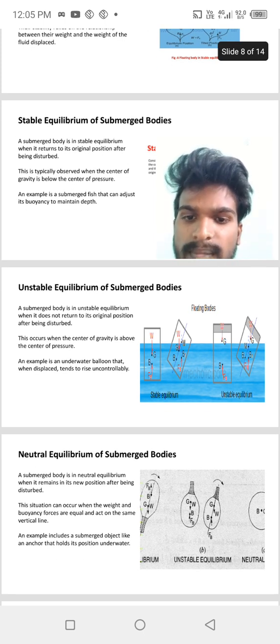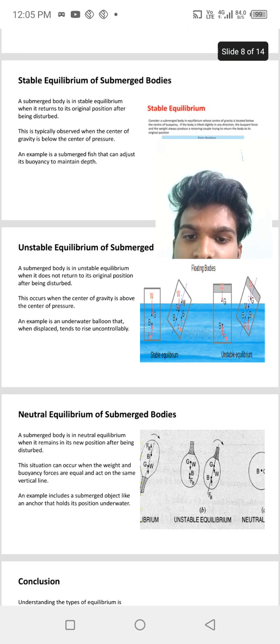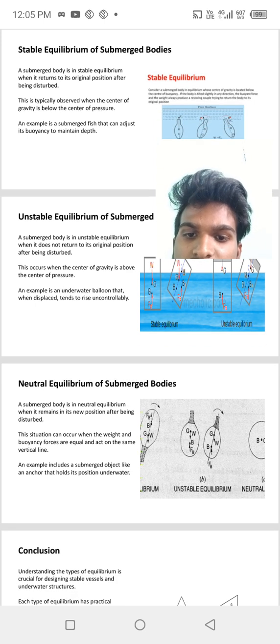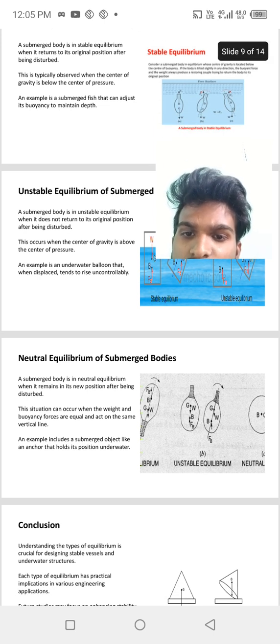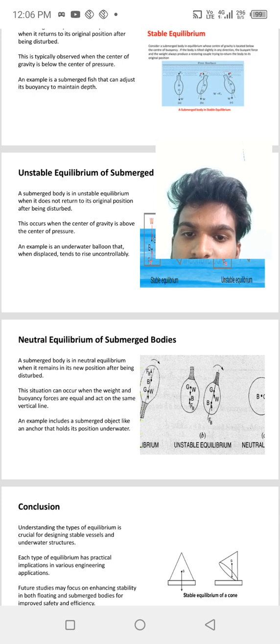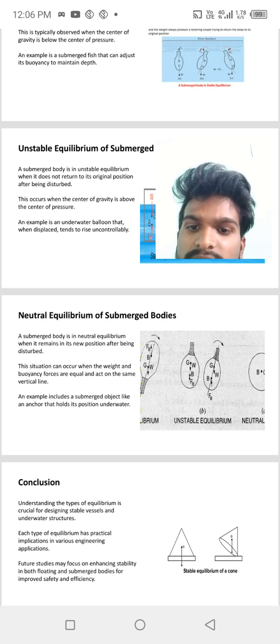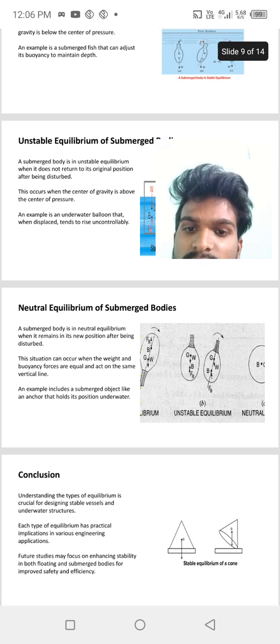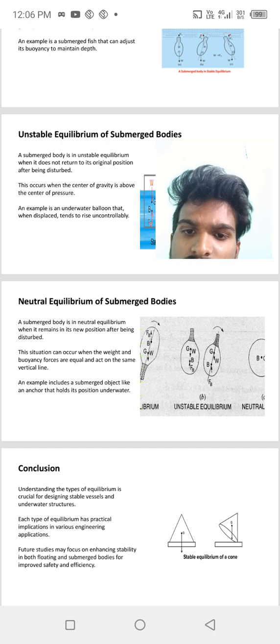Neutral equilibrium of submerged bodies. A submerged body is in neutral equilibrium when it remains in its new position after being disturbed. This situation can occur when the weight and buoyant force are equal and act on the same vertical line. An example includes a submerged object like an anchor that holds its position underwater.